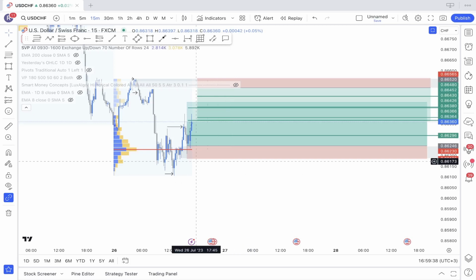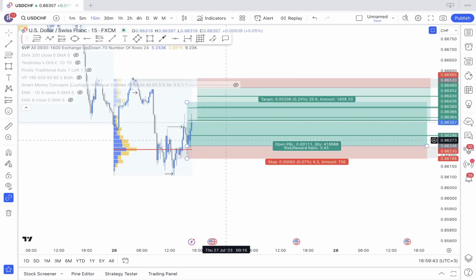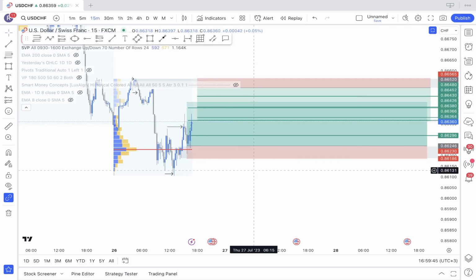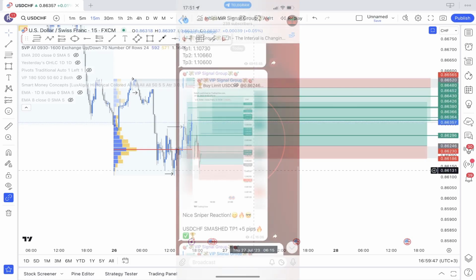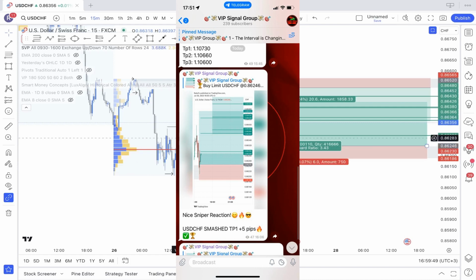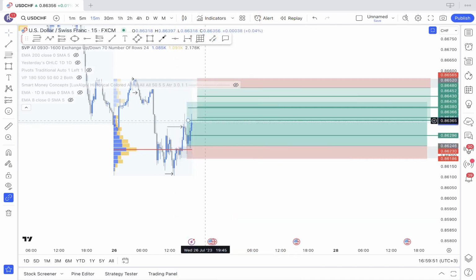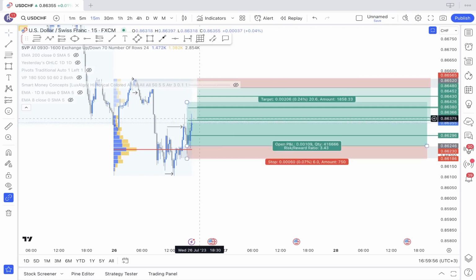Okay, and we can see it had a great reaction. It smashed TP1 and TP2. And I will also attach a picture on the screen right now to see exactly when I updated the trade that it hit TP1. And of course, I will update the group that it smashed TP2 as well as soon as I end this video.